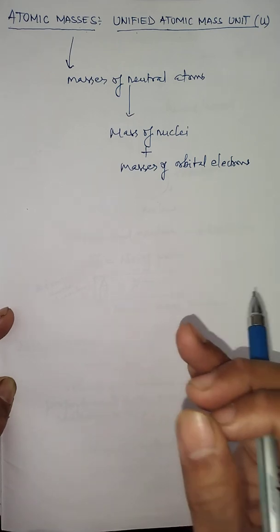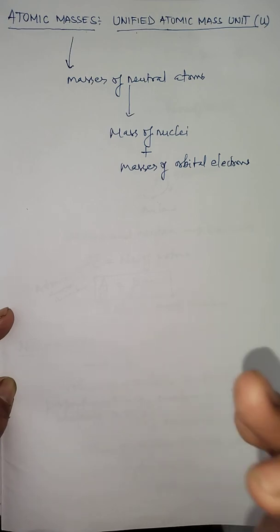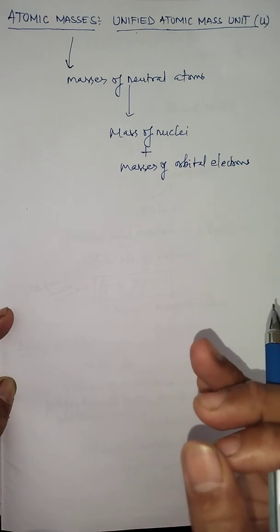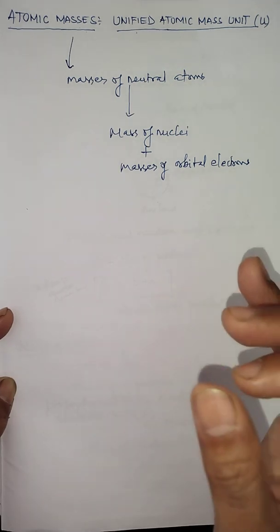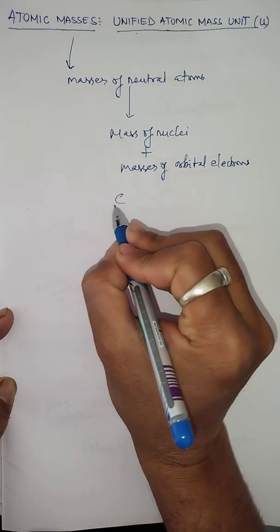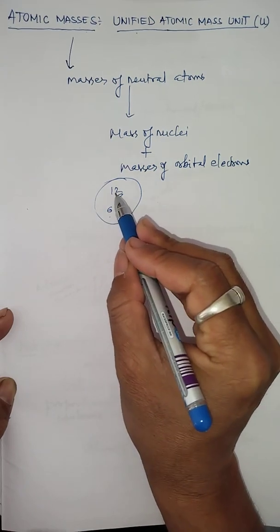But one atomic mass unit, also called one unified atomic mass unit, is always measured corresponding to the mass of the carbon atom. You know carbon is one of the elements found abundantly in nature. Carbon has how many isotopes? 3 isotopes. Out of the 3 isotopes, we take one stable isotope of carbon, and that stable isotope is C-12. 6 is the atomic number, 12 is the what number?